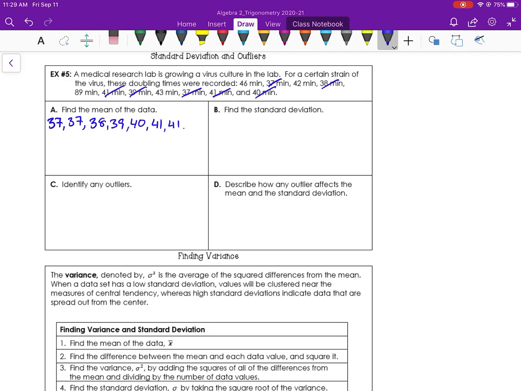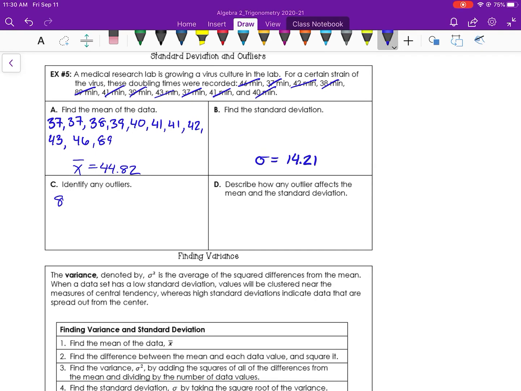then we got 41, and then it goes 42, 43, 46, and 89. Alright, plug this list into Desmos, and Desmos will calculate the mean to be 44.82. The standard deviation calculated in Desmos is 14.21. And then identify any outliers.